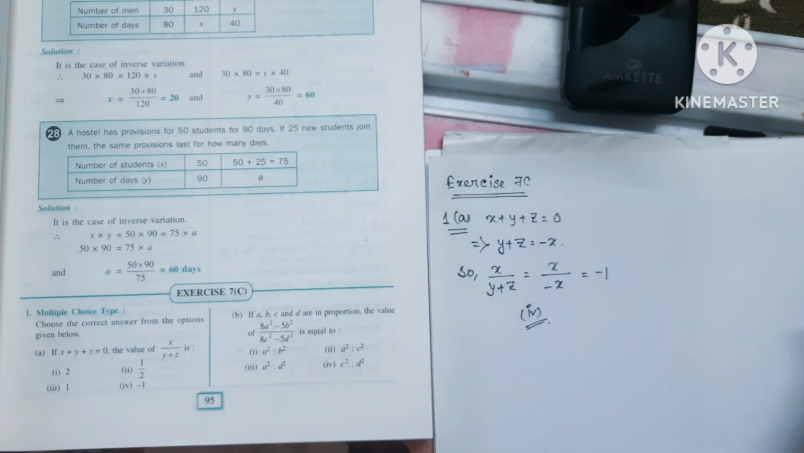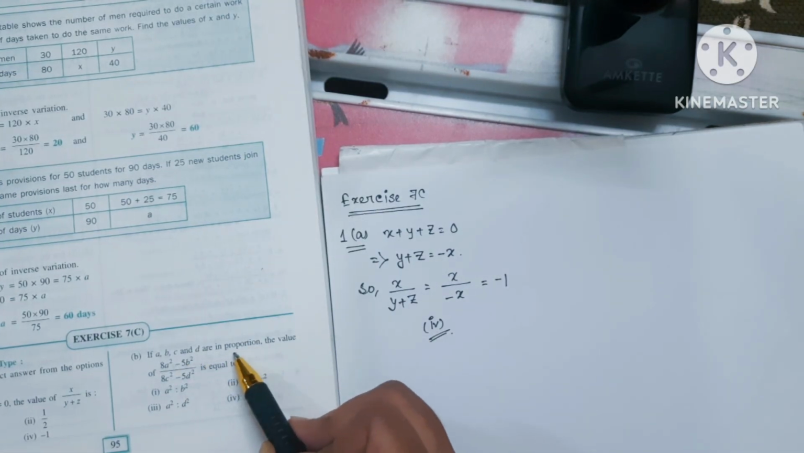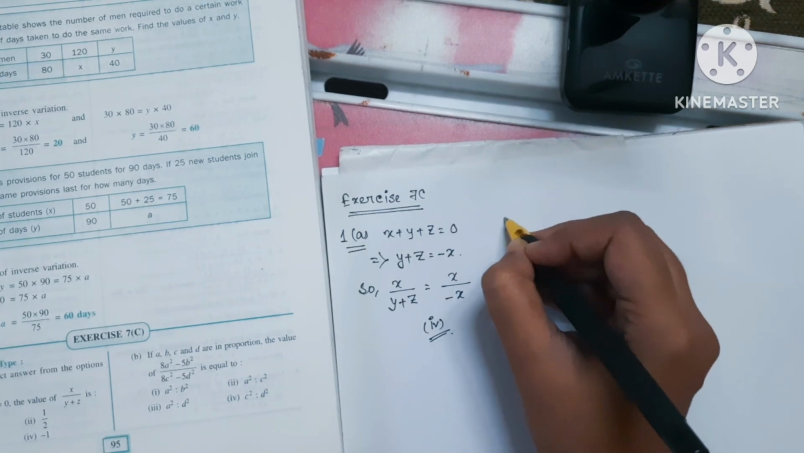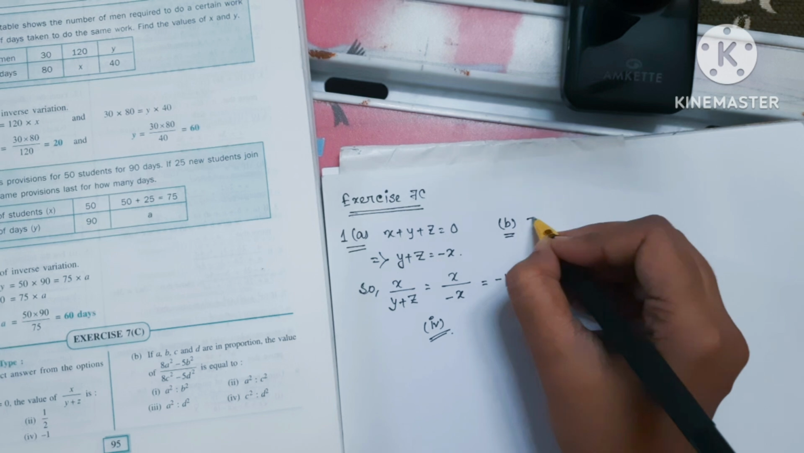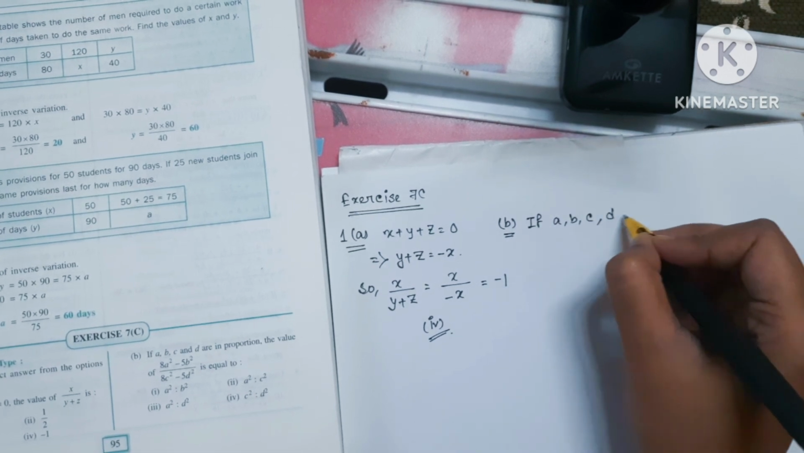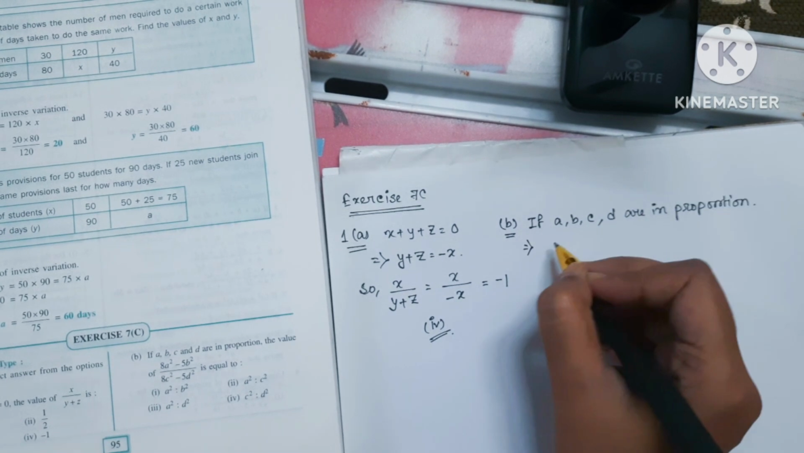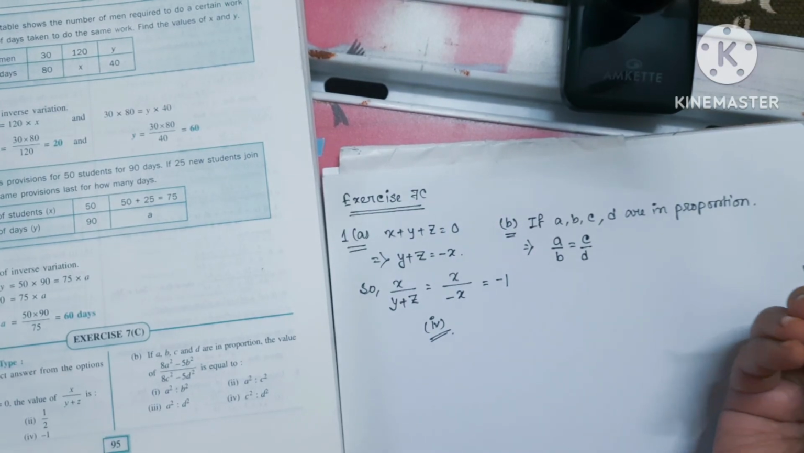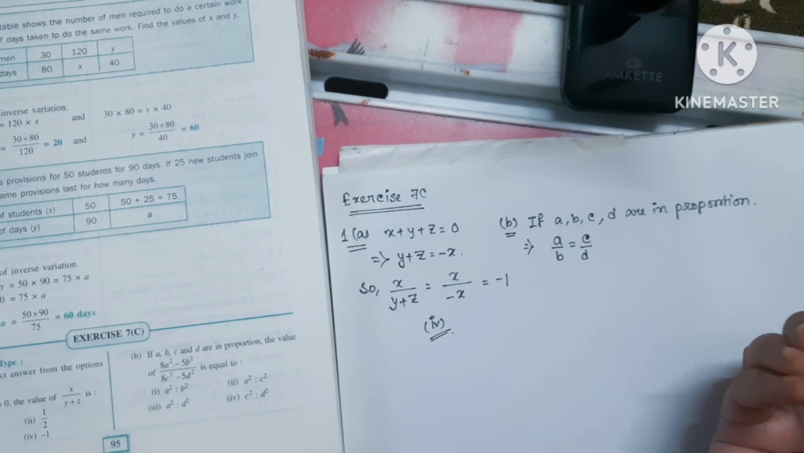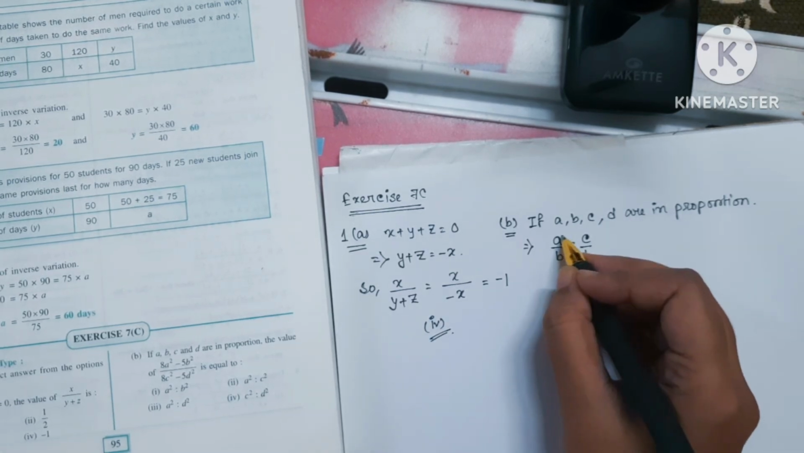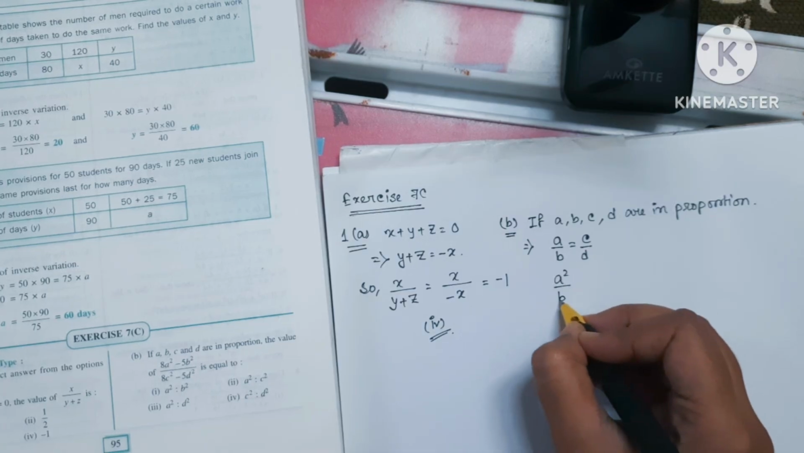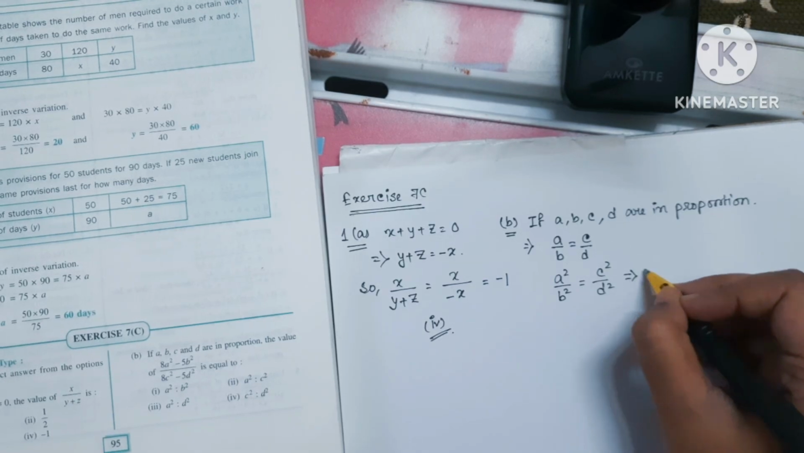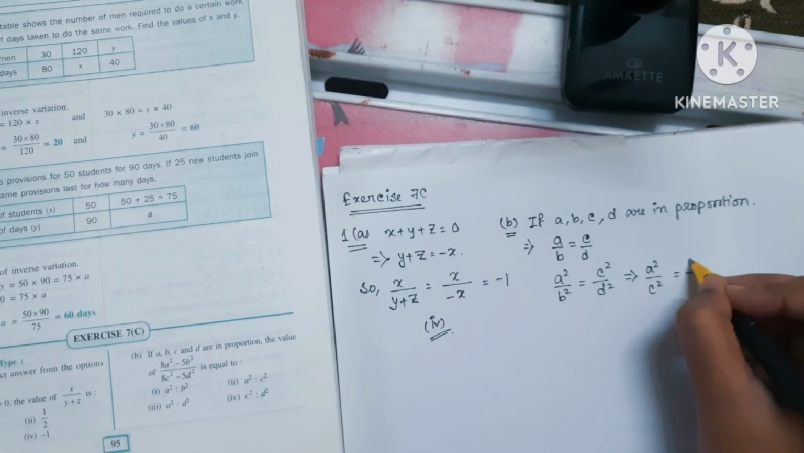Now question number B. See the question. A, B, C, D are in proportion. The value of this one is equal to. Okay. So first, if A, B, C and D are in proportion, that means A by B equal to C by D. Okay. Now, if you square both the sides, what will happen? A square by B square is equal to C square by D square. That you can write. Now see, that means A square by C square is equal to B square by D square.